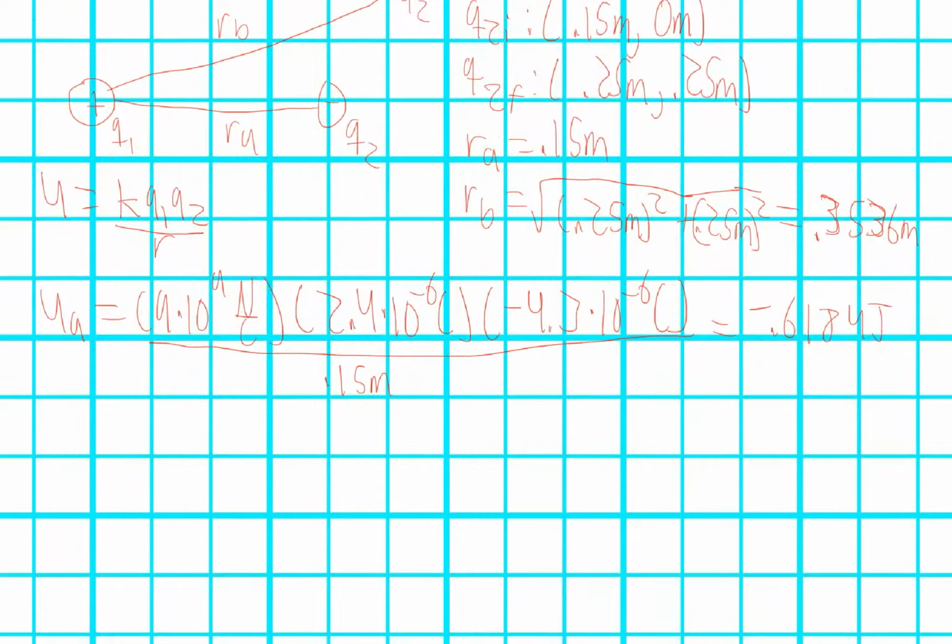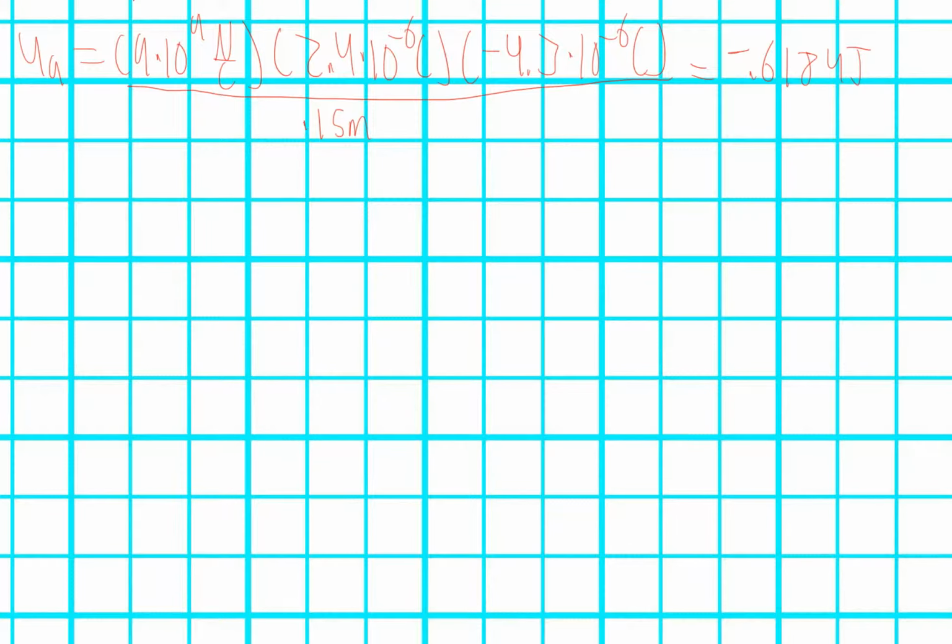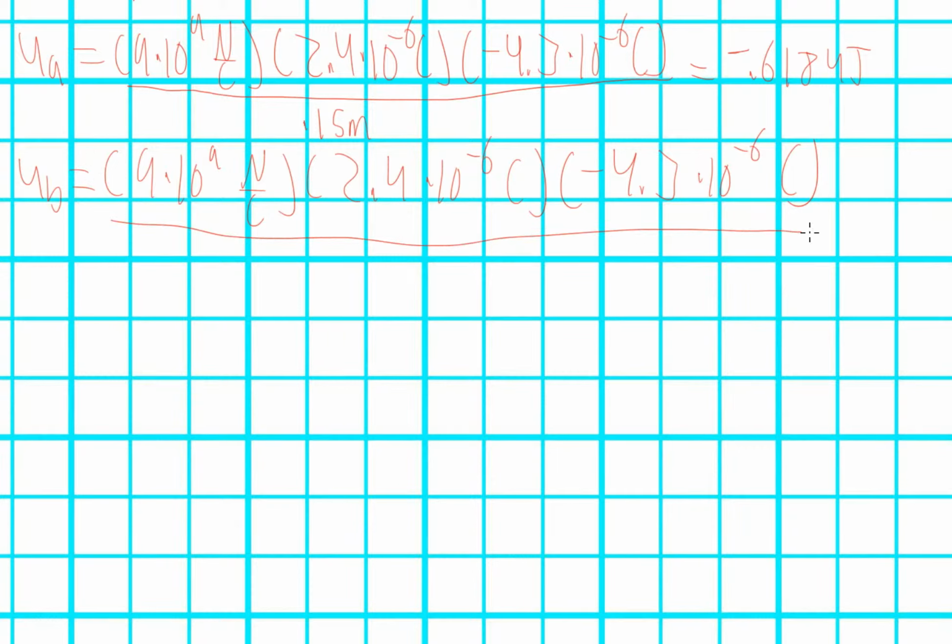Let's go ahead and move this down so that we can calculate U of B. U of B is almost going to be exactly the same thing besides the radius changing. So you can already start to think that the magnitude of this is going to be smaller because you're dividing by a larger number, which means that your work will probably be negative. Okay, so then we just divide by 0.3536 meters, and then U of B is equal to negative 0.2623 joules.